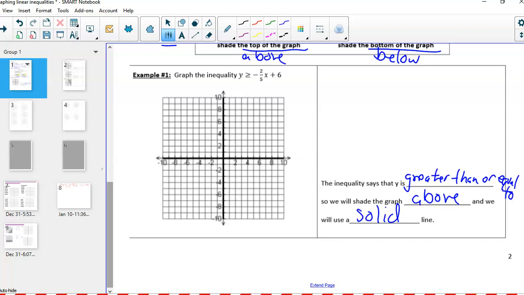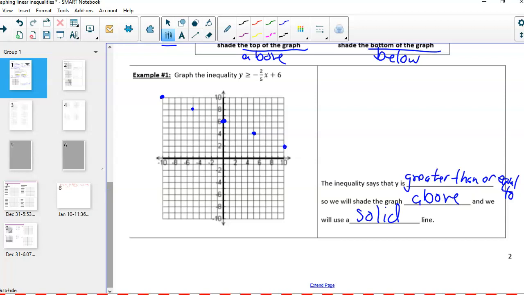So we're going to start graphing this like normal. How would we start graphing this? Start at your y-intercept of 6. And then your slope is negative. What directions could we go to get a negative slope? Down and right, or up and left, as many times as possible. So up 2 and left 5, as many times as possible, or down 2 and right 5, as many times as possible.